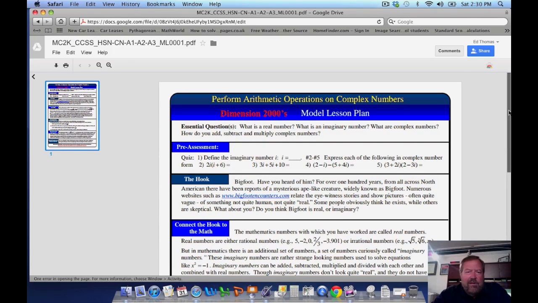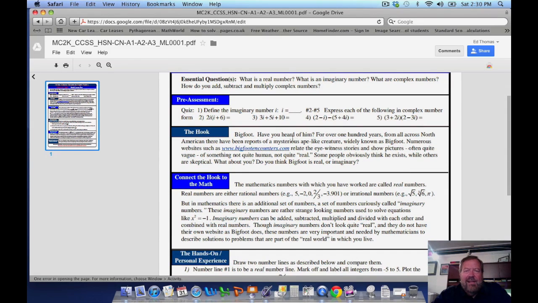And what's interesting to me is the hook we use. Notice that in the hook we talk about Bigfoot. What's neat about Bigfoot is he's an imaginary creature, at least a lot of people think he's imaginary, and some people may think he's real. But the question is, how can we connect this idea with the idea of real numbers and imaginary numbers in mathematics? And all students have probably heard of Bigfoot, so it'll make for some very good discussion.